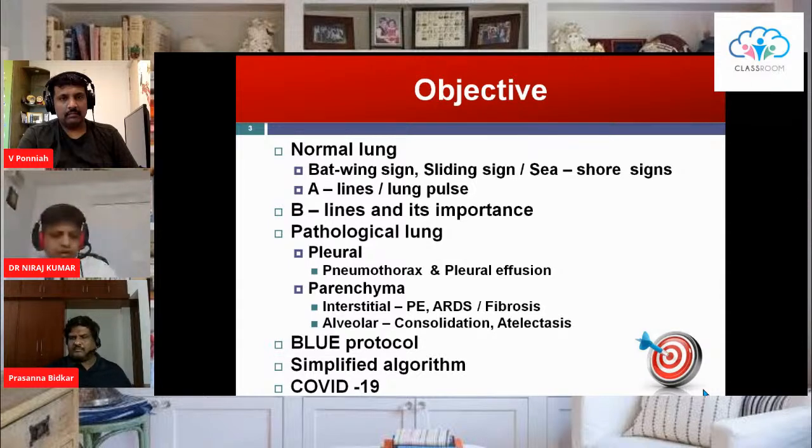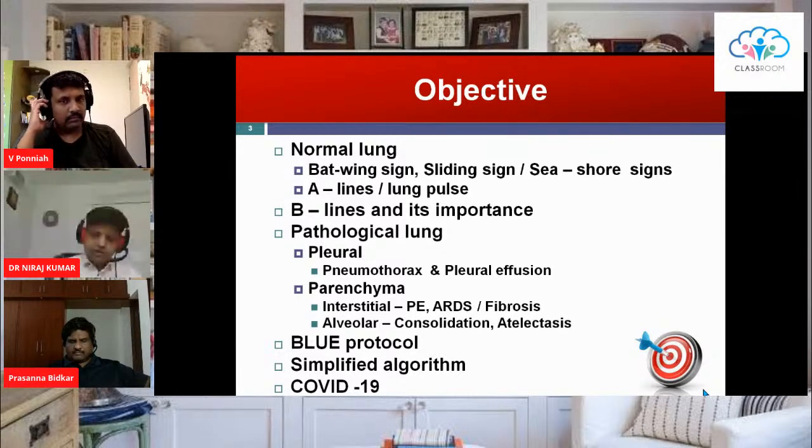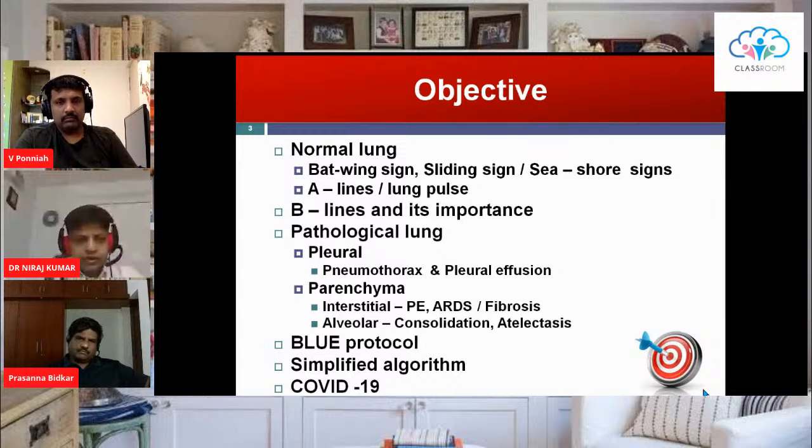So what the normal lung looks like with the ultrasound. First is bat wing sign, then sliding sign. The sliding sign in M mode is called seesaw sign. Then A lines and lung pulse. I will try to focus mainly on what we have to recognize, the features of the normal lung. Then only will we be able to recognize the abnormal lung.